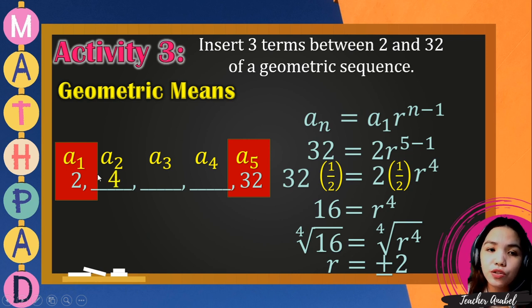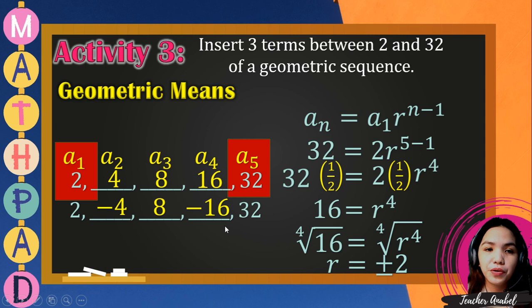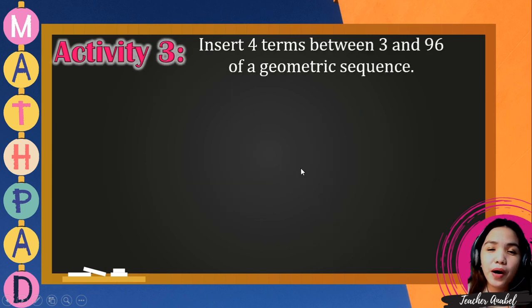So if r is equal to 2, 2 times 2 is 4, times 2 is 8, times 2 is 16. And the other sequence will be using r is equal to negative 2. So 2 times negative 2 is negative 4, times negative 2 is positive 8, times negative 2, that is equal to 16.